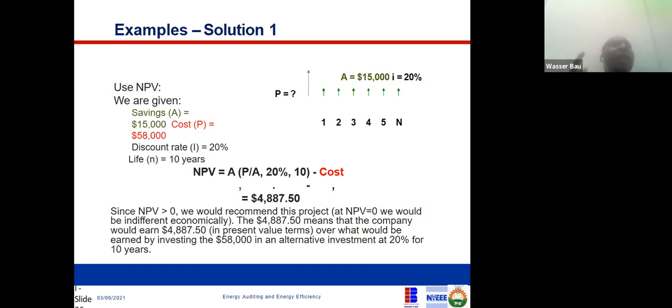So for you to know whether that project is profitable is to scale it back to the present and see whether it will give you a positive NPV, a zero NPV, or a negative NPV. Depending on the value you get, you will be able to determine whether it's a worthwhile project or not.